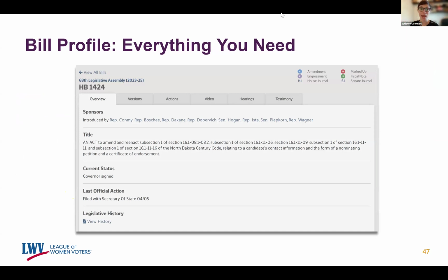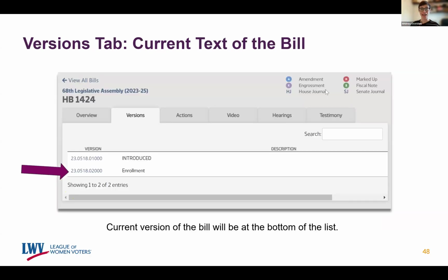You'll see at the top there are tabs. There's the overview tab, versions, actions, video, hearings, testimony. These are where all the things live. So under versions, I'm clicking the versions tab. This is the current text of the bill. Remember, we looked at what a bill looks like. Carol showed us with the House bill, the sponsors, what language it's adding or subtracting from state law. You can see those here. And the current version is the bottommost one right here. If you click this under versions, you'll see that bill language and you can read it.